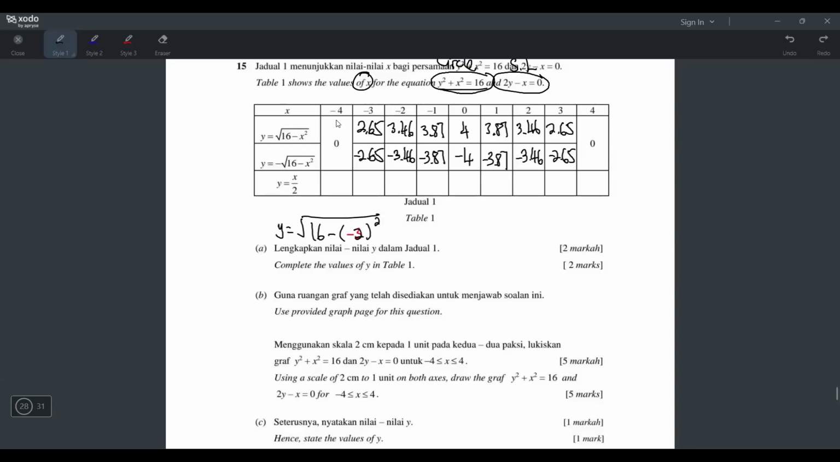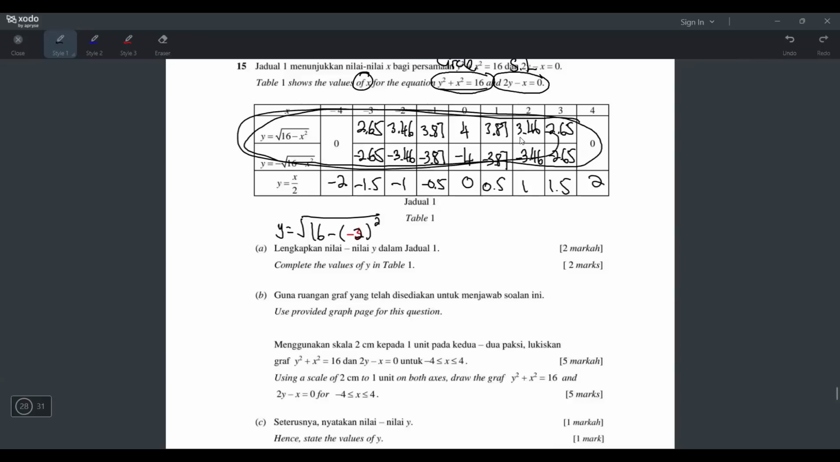Okay, what about this? X divided by 2. So negative 4 divided by 2 is negative 2. Negative 3 divided by 2 is negative 1.5. Negative 2 divided by 2, negative 1. This one is negative 1 over 2, so negative 0.5. 0 divided by 2 is 0. 1 divided by 2, 0.5 positive. 2 divided by 2, 1. 3 divided by 2, positive 1.5. 4 divided by 2, 2.